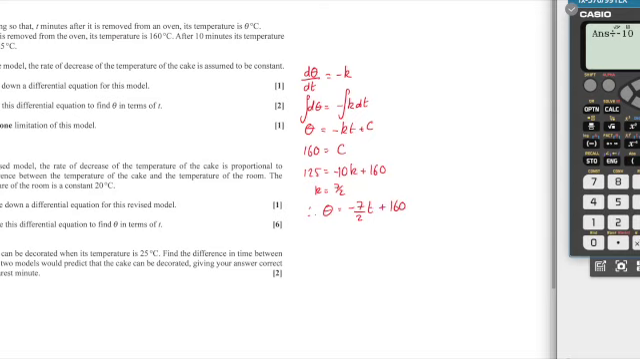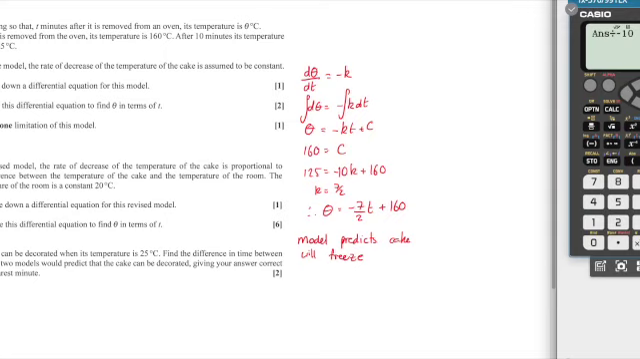State one limitation of this model. The model will predict the cake will freeze, which we know from living in the world that it won't. It'll just get down to room temperature.